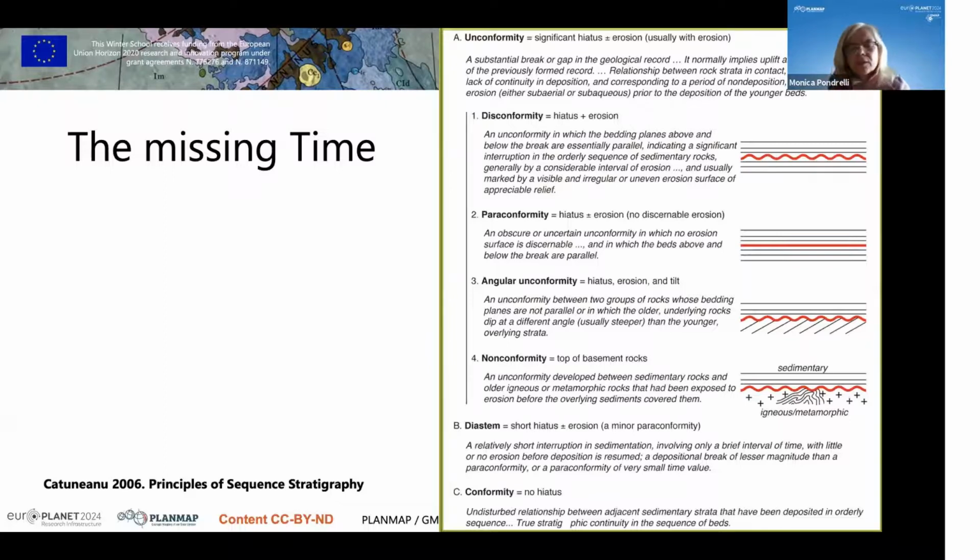Of course, this is a matter of discussion, because our ability to understand non-deposition, the time that we miss, depends also on our ability to resolve the time. But this is a topic that concerns more the paleontologist. For us, this works just perfectly.